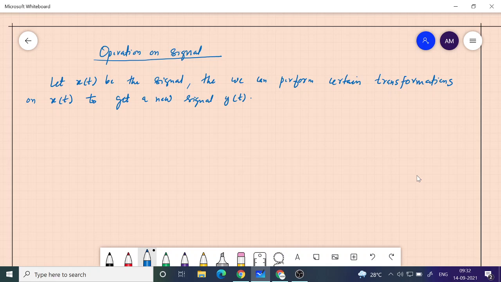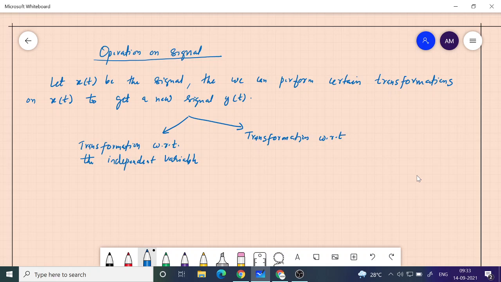Now these transformations can be broadly divided into two categories. So one of the transformations is transformations with respect to the independent variable. Okay, so that is one class of transformation, and the second class of transformation is transformation with respect to dependent variable.